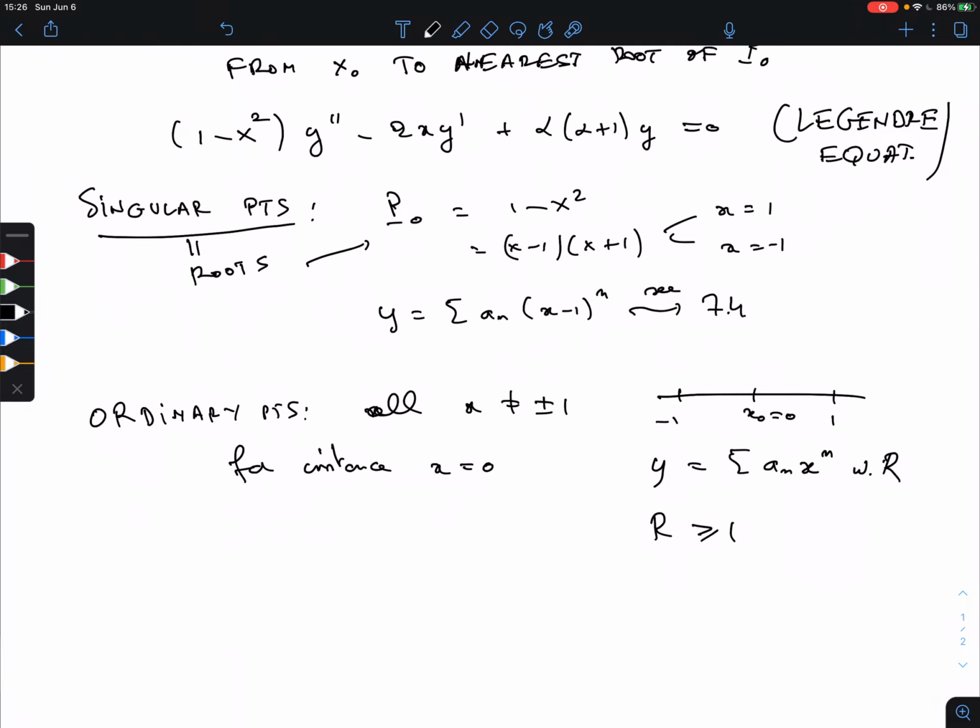So for instance, take another one. If x0 is 3, say, so let's do this in a different color. This is x0 is 0, this is x0 is 3. So somewhere here, that's 3, this would be x0. And what is the distance now? Well, this is distance 2, this is distance 4. The smallest distance is 2. So we know that the radius of convergence will be at least 2. It could be bigger, but probably not.